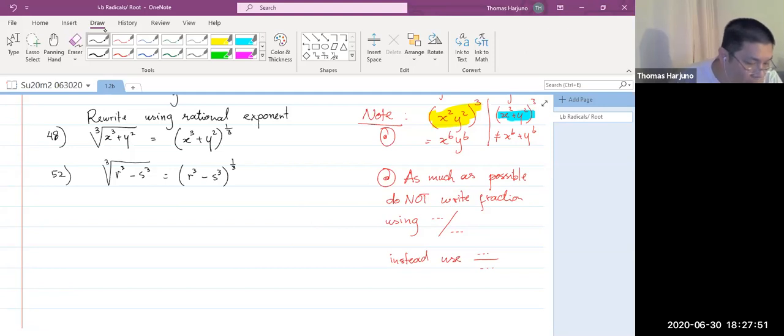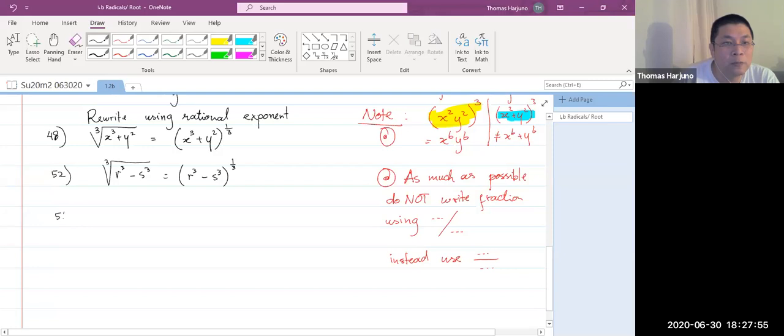Okay, we go on. Let's say we do number 56. So far, it's just routine, just rewriting things. Number 56, part A, rewrite using radical notation.